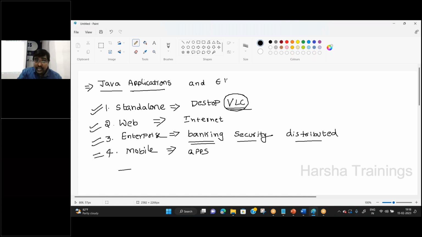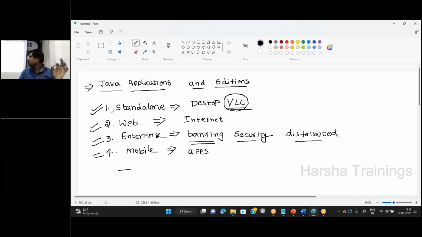And editions, Java editions. Java is a very huge subject. It is not even possible to complete Java in 3 to 4 years. You cannot complete learning Java. So many concepts are available in Java.